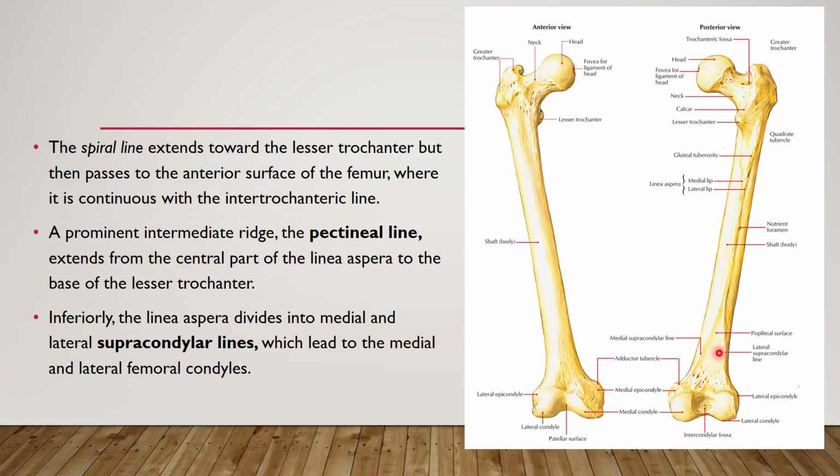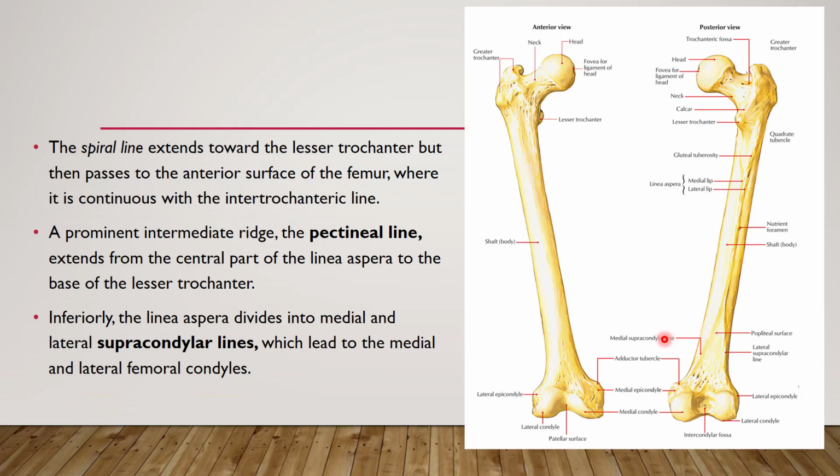Inferiorly, the linea aspera divides into medial and lateral supracondylar ridges. You can see here, this is the linea aspera. When it is going down, it divides into two supracondylar lines. Why are they called supracondylar lines? Because these lines are above the condyles of the femur. That's why they are called supracondylar lines.